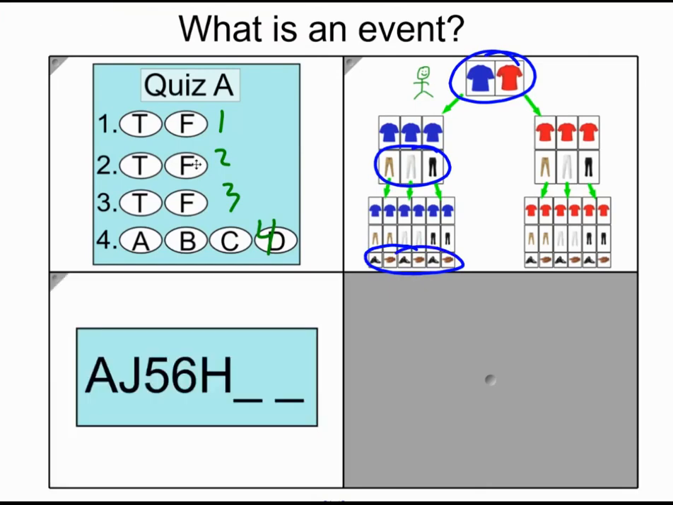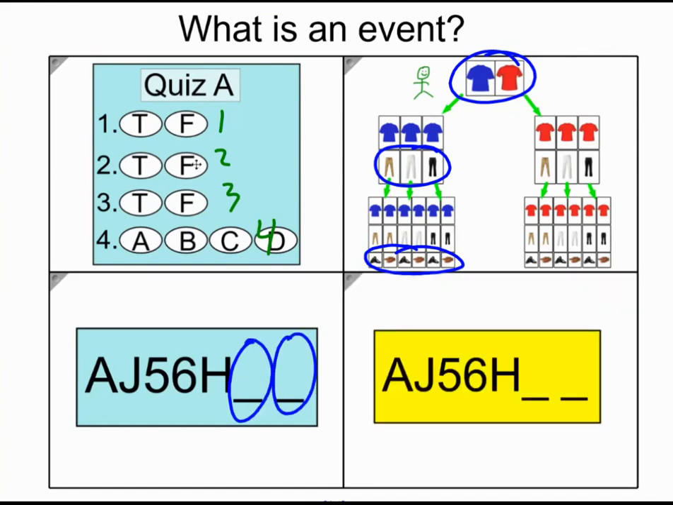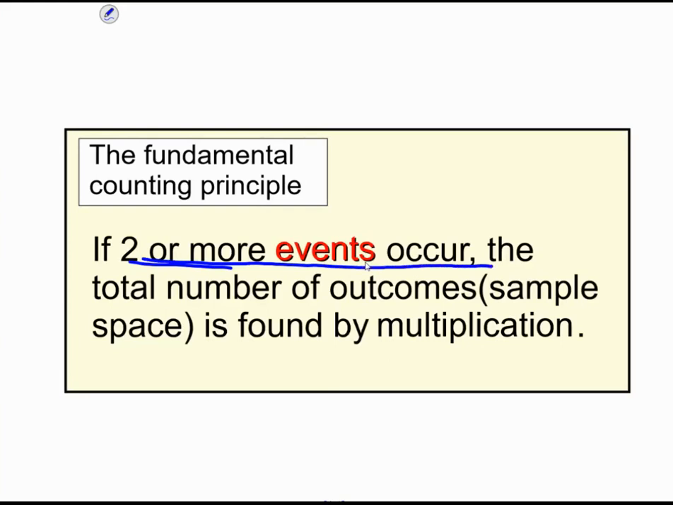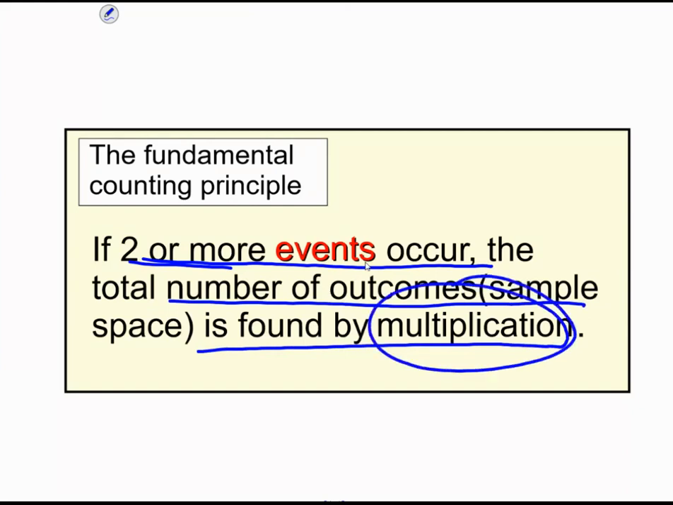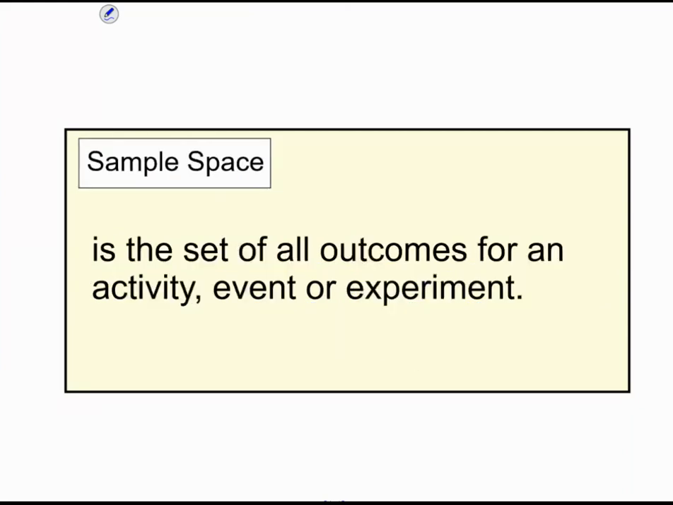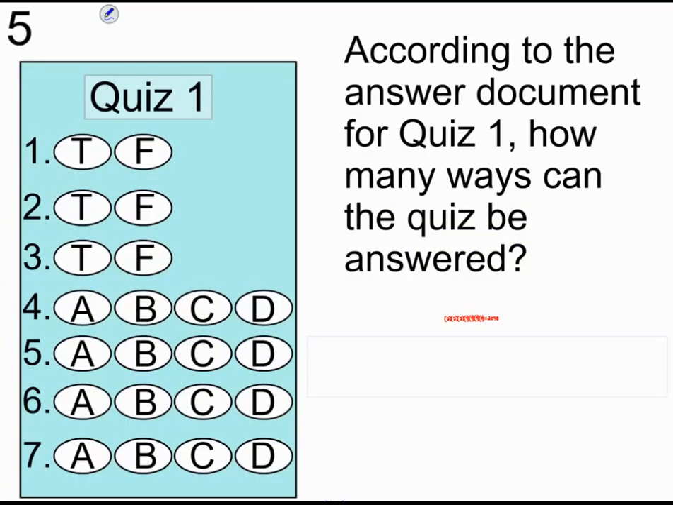In this license plate, there were 2 events, a digit and a digit. Each digit picked was an event. And in this license plate, there were also 2 events, a digit and a letter being picked. If 2 or more events occur, the total number of outcomes, sample space, is found by multiplication. You have probably already figured that out. Let's look at sample space as the set of all outcomes for an activity, event, or experiment. Here is number 5. Pause the video and see if you can get that right.